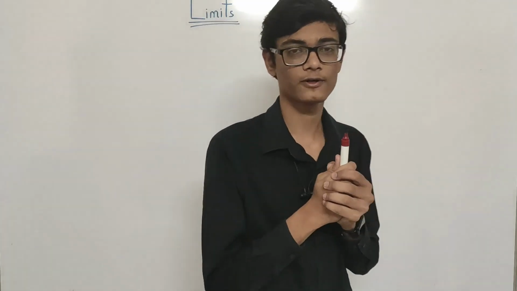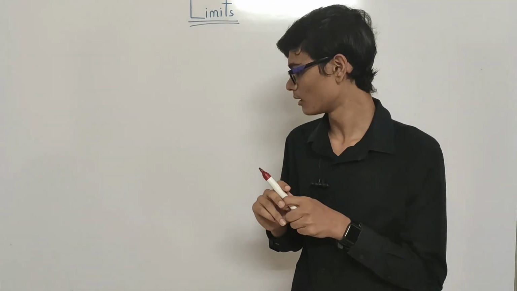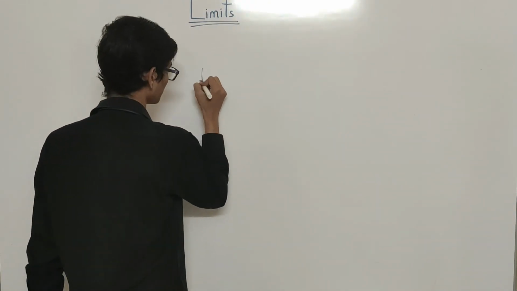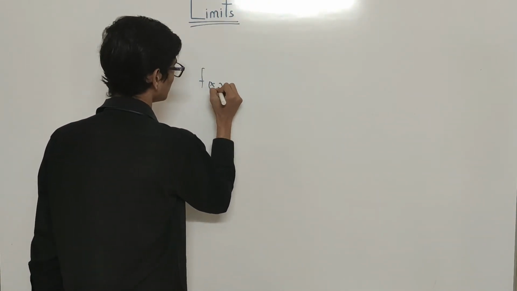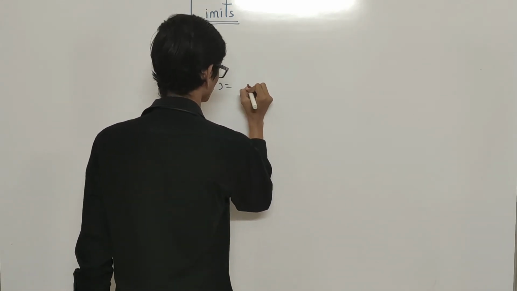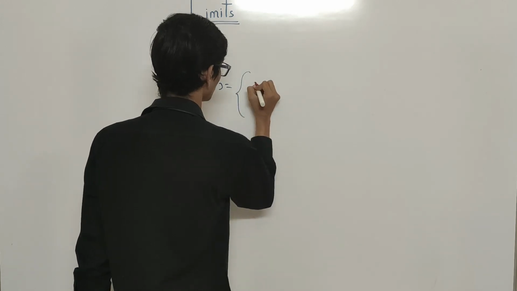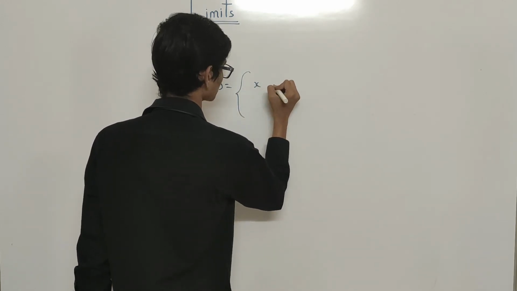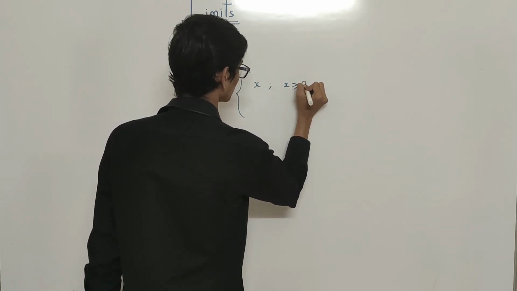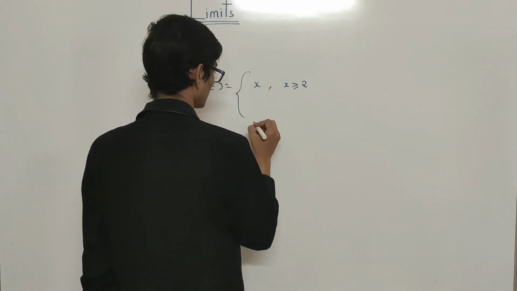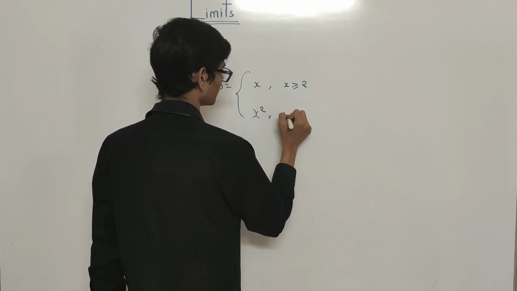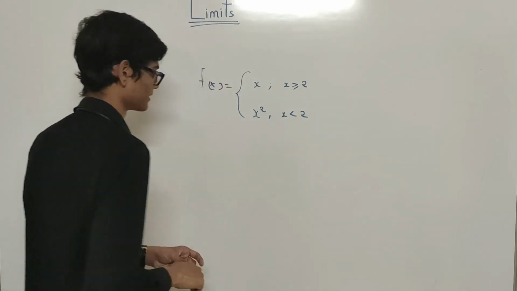So now let's talk about one-sided limit. One-sided limit is like, let me define a function. f of x equal to, let's just say, x when x is greater than or equal to 2, and x square when x is less than 2.